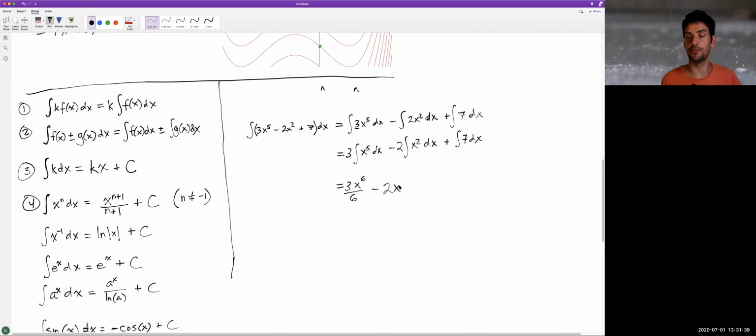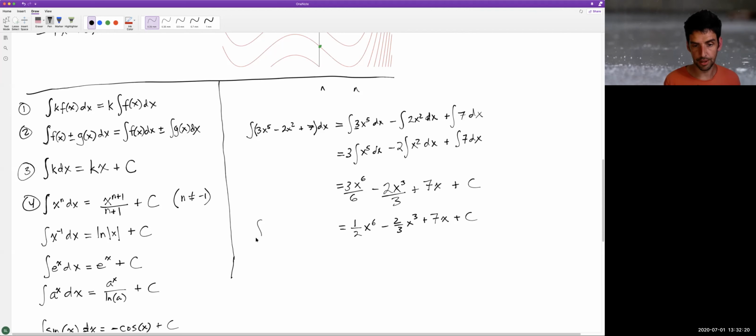Minus 2 times, and I'll use that rule again, x squared. If I have x to a power that's not -1, I add 1 to the power. So I get x cubed, and I'm going to divide by that same power. Finally, I have a constant. Rule number 3 tells me if I have the antiderivative of a constant, I get that constant times x, and then I'm going to add my plus c. Okay? And that's it. I'm just applying all those rules. I might want to simplify a little bit. Doesn't really matter. 1/2 x to the 6th minus 2/3 x cubed plus 7x plus c. This is going to be my antiderivative of this function.